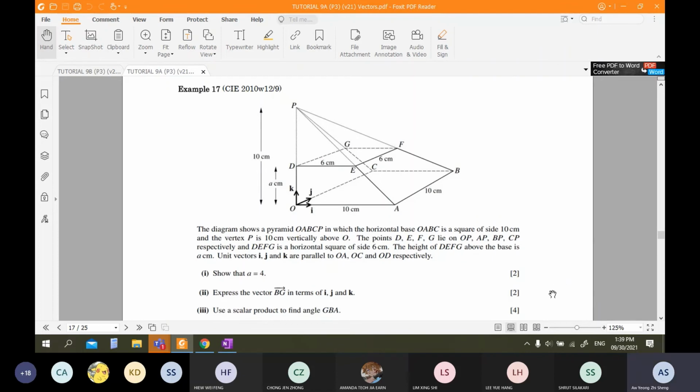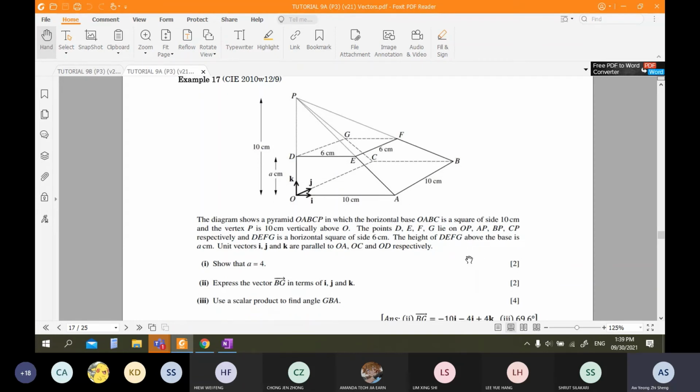Yes, good. Similar triangle. Okay, so I think you have read through the paragraph. You have a square base OABC, and DEFG is also another square, and the two squares are horizontal. The two squares are parallel to the floor in that sense.